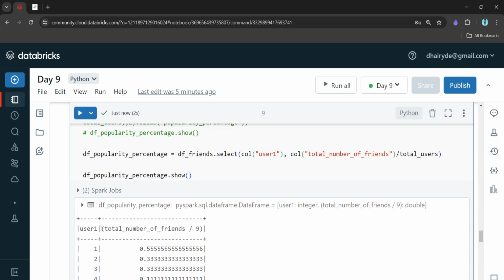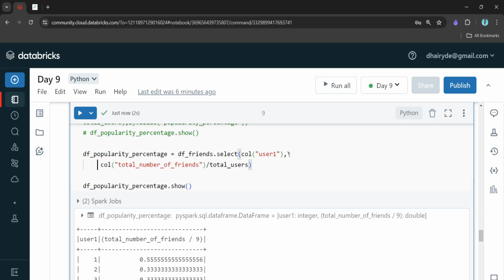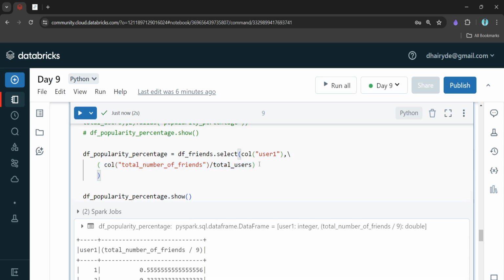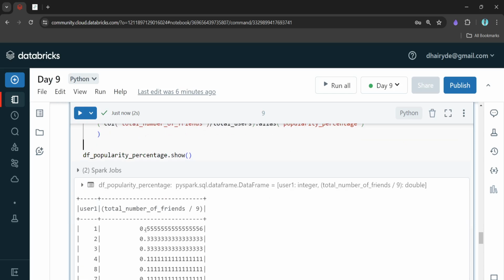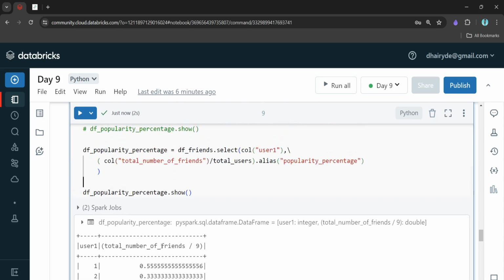If you see here, the column name is popping up like this, and we don't want that. So what we can do is put all these things in brackets, and here we can give the alias. So we can write alias, and what is the name? Popularity percent. We can give the name as popularity percent. And if you see here, the data is not nice, we want it in percentage format. So we can multiply it by 100, right? And let me run this.